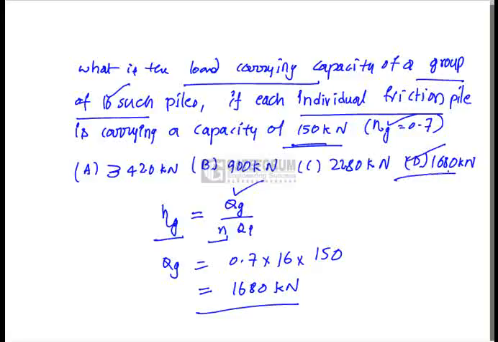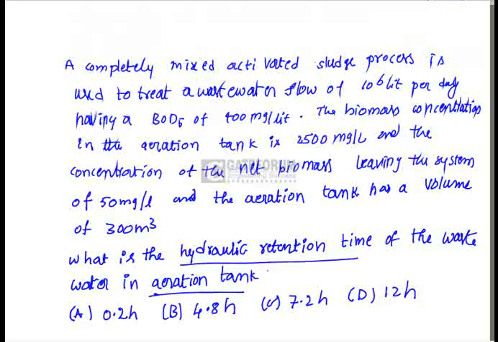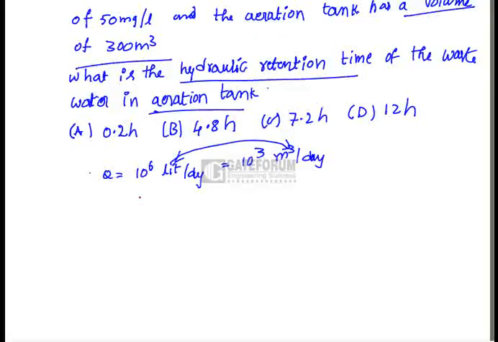Option D matches. So we have to find out the aeration tank hydraulic retention time. From the given data, they have given the wastewater flow of 10 to the power 6 liters per day, that is the total discharge. Discharge Q is equal to 10 to the power of 6 liters per day, that is equal to 10 to the power of 3 meter cube per day. We are converting liters into meter cube. So here the aeration tank has a volume of 300 cubic meters.